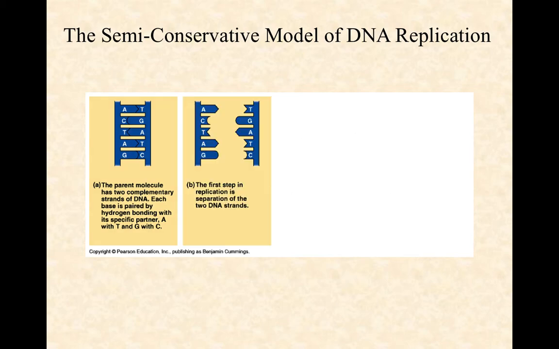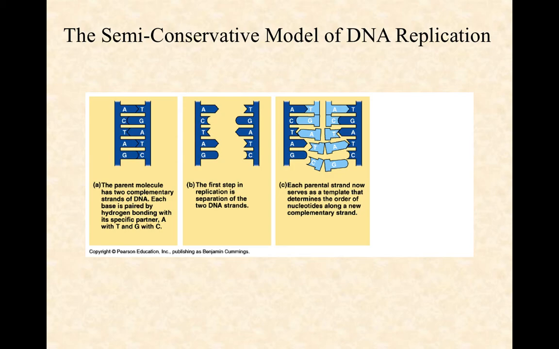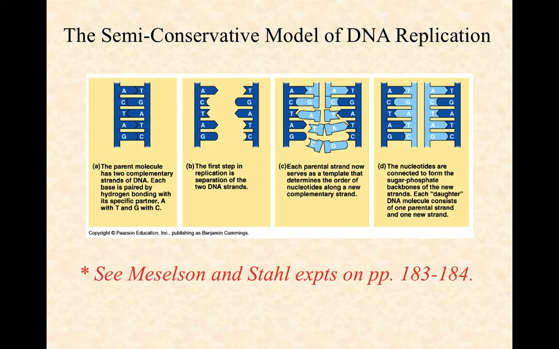So the first step is to separate these 2 strands from each other so that they can become the template. They can provide the instructions for what new nucleotides go where, just based on the base pairing rules. So if you separate these 2, what you see in blue are the original parent strands. Fill in the new daughter strands with new nucleotides, just following the base pairing rules, and in the end you end up with 2 new molecules that are half old, half new, in other words, semi-conservative.